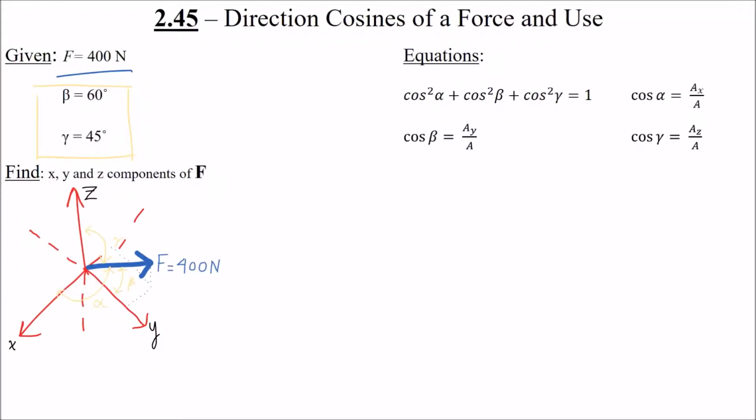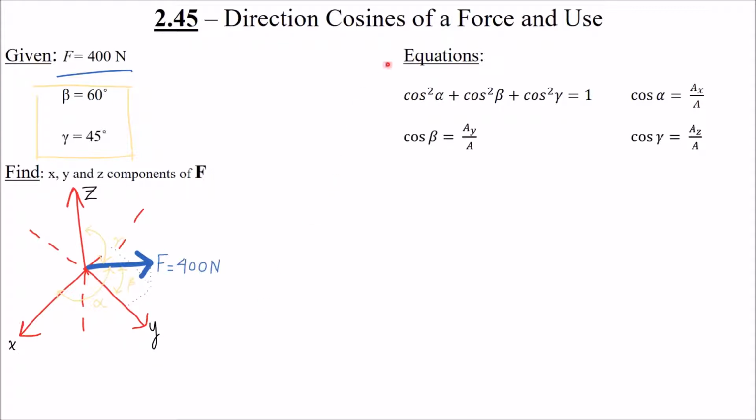This is Chapter 2, Question 45, involving the direction cosines of a force and the use of those direction cosines. In the problem, we are given that the magnitude of the force is 400 newtons, that beta, the angle between the y-axis and the force vector, is 60 degrees, and that gamma, the angle between the z-axis and the force vector, is 45 degrees. We are asked to find the x, y, and z components of the force vector.